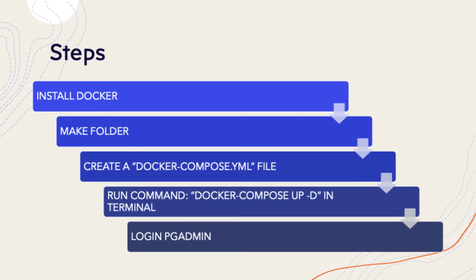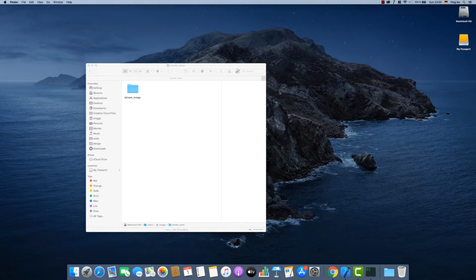Actually, it is very simple. At first, make sure that you have installed Docker. Then, create a folder and make a docker-compose.yml file and write the settings in it. Then, run docker-compose. I will also show you at the end how to log in to pgadmin. Let's just start.